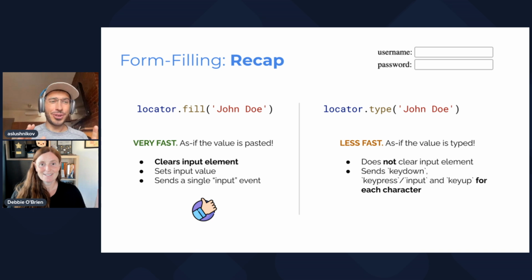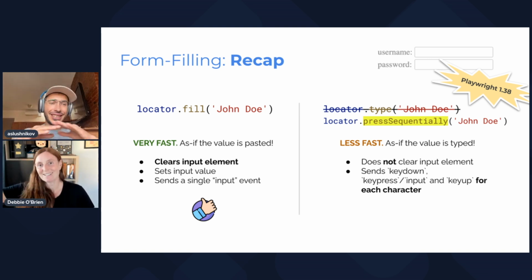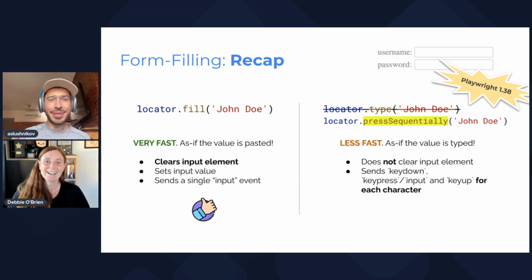Okay. So we know the confusion. Yeah. So that's why there is a change in Playwright 1.38. In Playwright 1.38, locator.type got deprecated. And now there is another method called locator.pressSequentially, which sounds like press sequentially. It's a very long name, specifically for something that's not as fast as locator.fill.